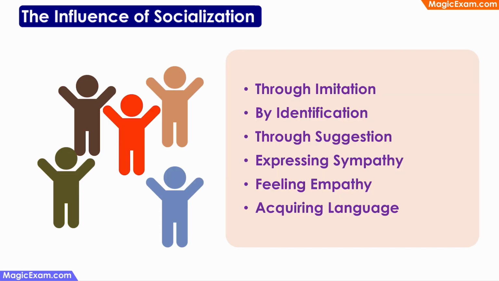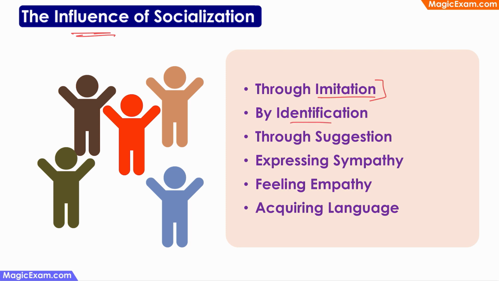Next, let us look at the influence of socialization. That is, how does socialization affect the behavior of a child? Well, first it can be through imitation, because if the child is socially interacting with a particular group, then the child might start imitating somebody in that group. It might be in the way the child speaks or the way the child dresses. So the child is actually changing his or her behavior because of imitating somebody in that social group.